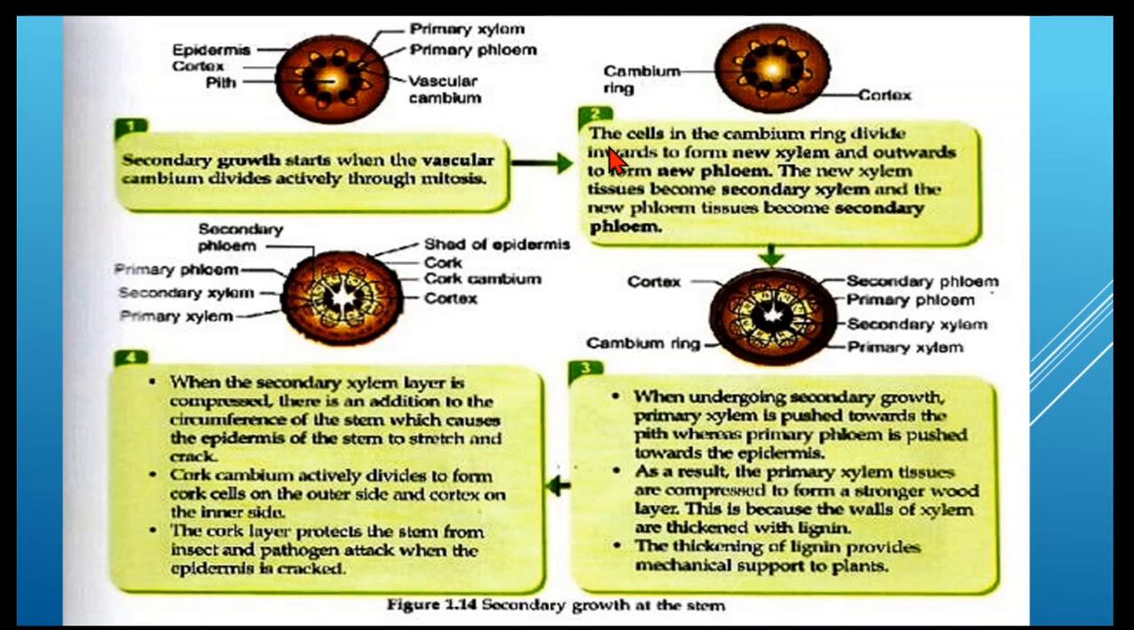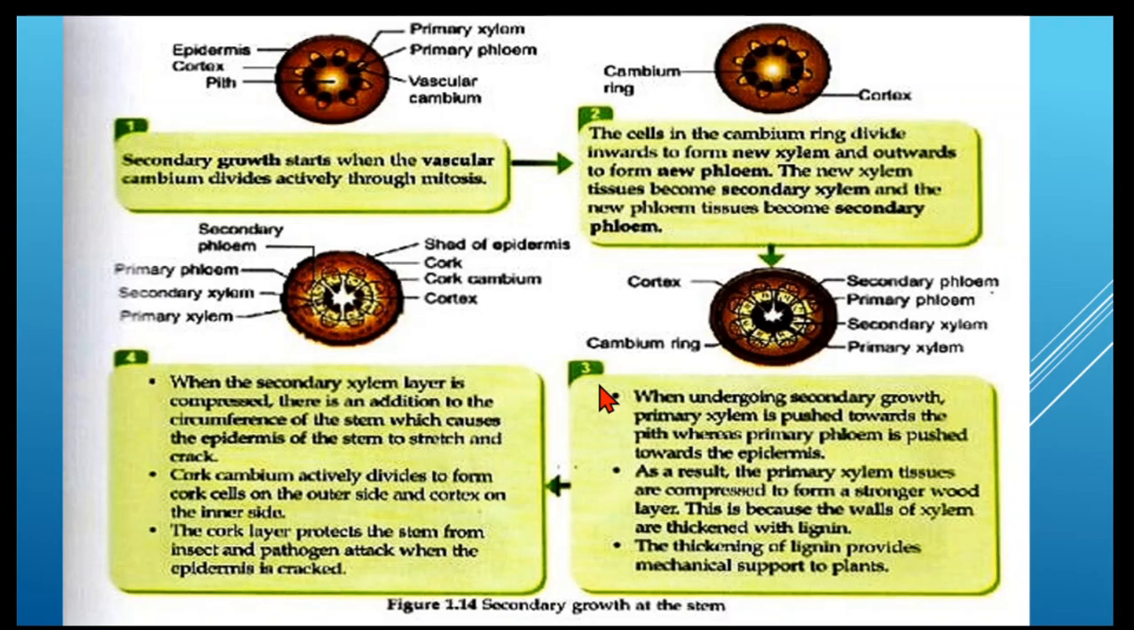And then the second one, the cells in the cambium ring divide inwards to form new xylem and outwards to form new phloem. Di sini kita panggil the new xylem and the new phloem itu kita panggil sebagai secondary xylem and also the secondary phloem.